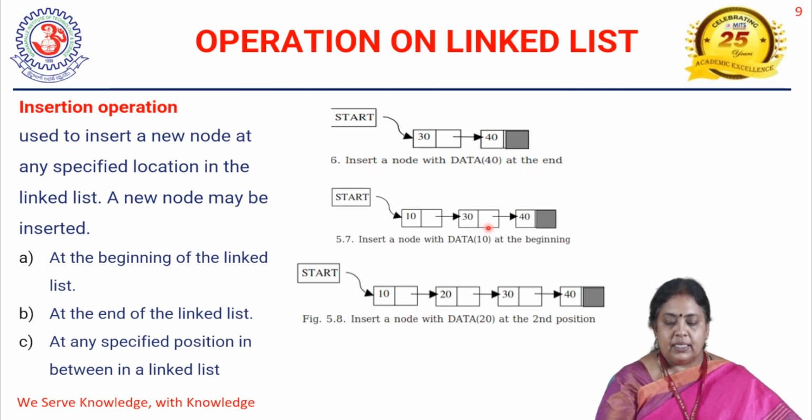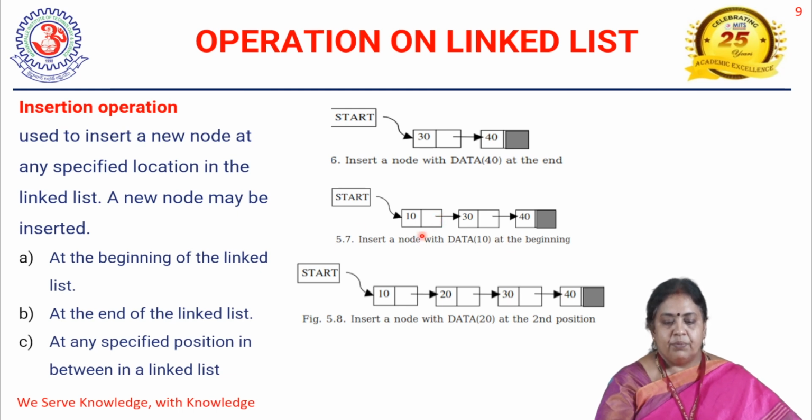We can insert a node at the beginning also. Suppose we have both elements 30 and 40. Now we have to insert an element 10 before 30. We create one node with the data element 10. The start pointer contains the address of the first node, so we are going to change the start pointer. This new node has an address, so this address will be stored in the start pointer, and the address of the node with element 30 will be stored in the next field of this new node.